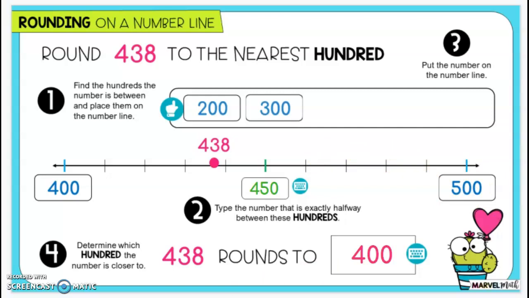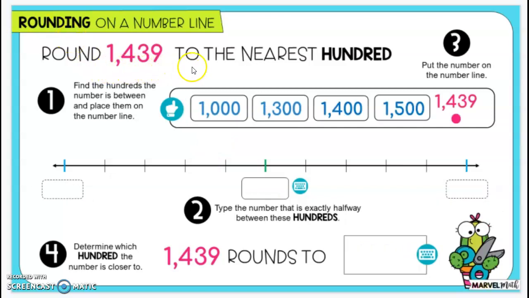Now I want to show you one more. So let's look at how to round a 4-digit number. Even though this is a 4-digit number, we are still rounding it to the nearest hundred. We are looking at 1,439. Now I need to figure out which hundreds 1,439 would be between. So I'm going to count my hundreds. 1,000, 1,300, 1,400, and 1,500.